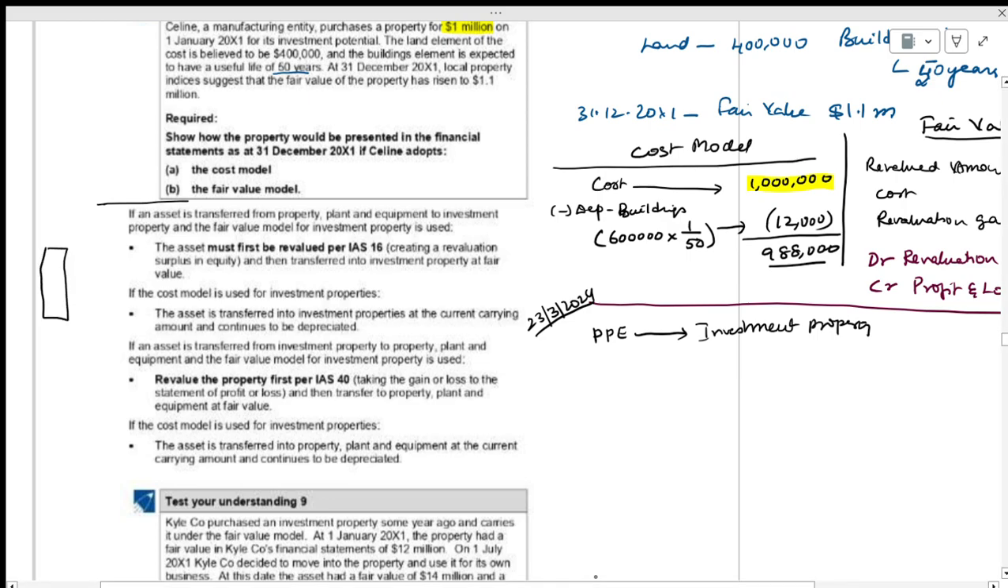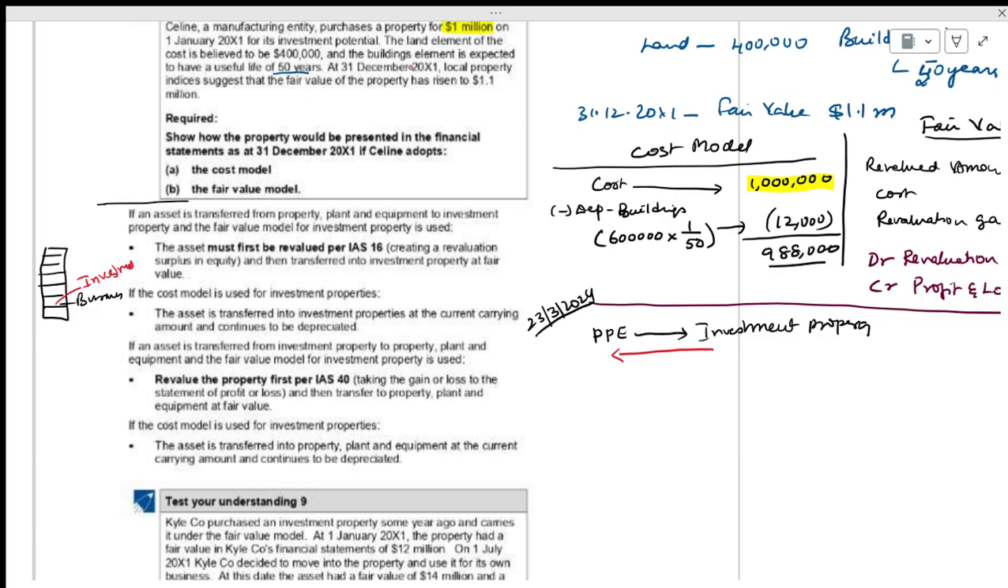You will have a property of 5 floors, and you are using it for your business purpose. Now, what will happen? Due to some reasons, you are transferring this business property to investment property. And sometimes you are transferring from investment property to business property. In the question, it will be stated very clearly.